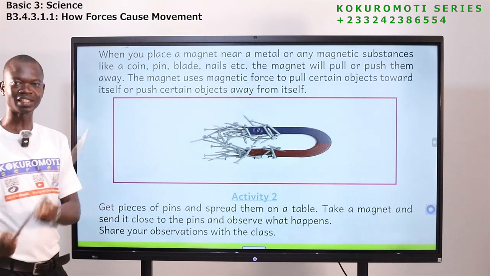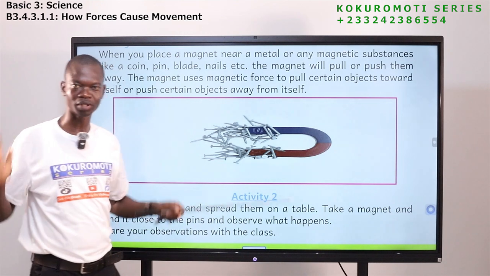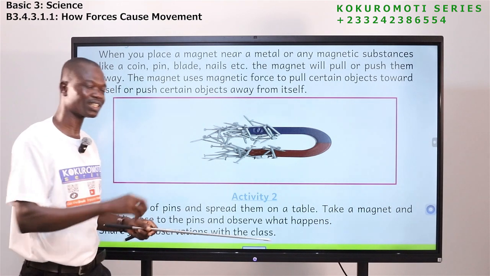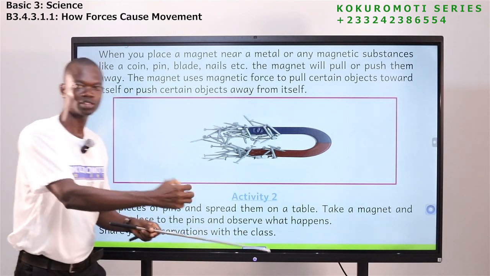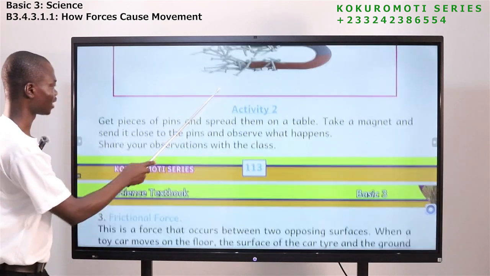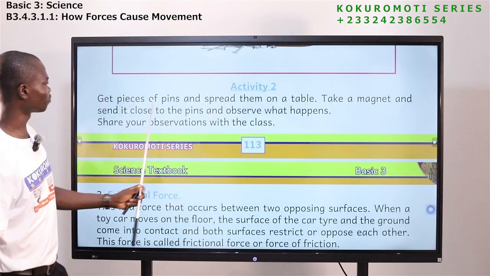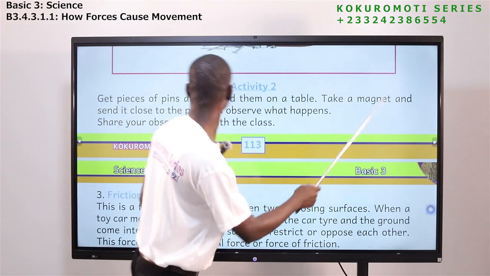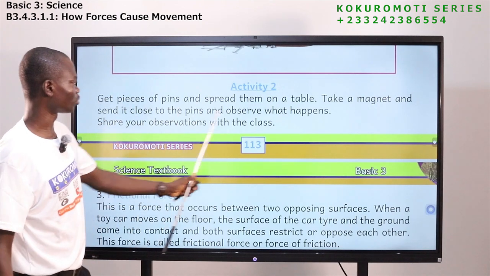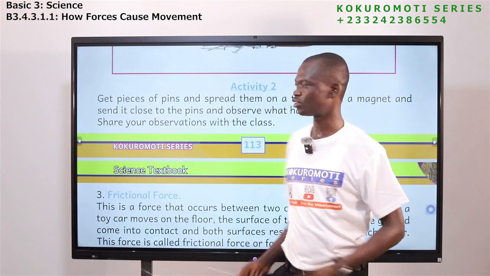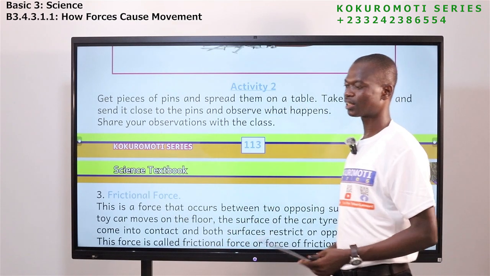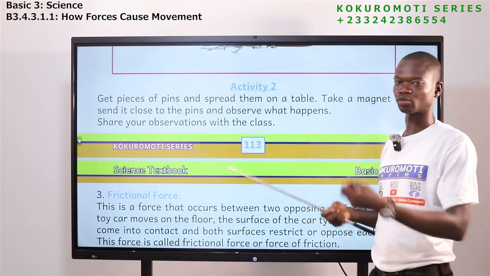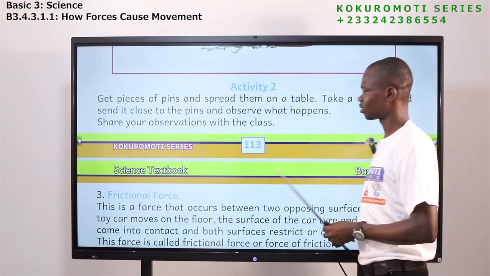So if there is an object and that object has no metal components, there is no way it can be attracted by a magnet. But if the object has metallic components, the magnet will attract it. Okay, so activity 2. Get pieces of pins and spread them on a table. Take a magnet and send it close to the pins, and observe what will happen. You see that all the pins will start going towards the magnet.